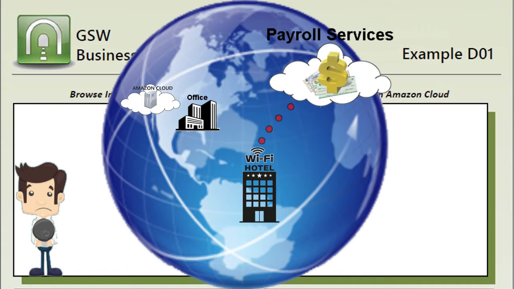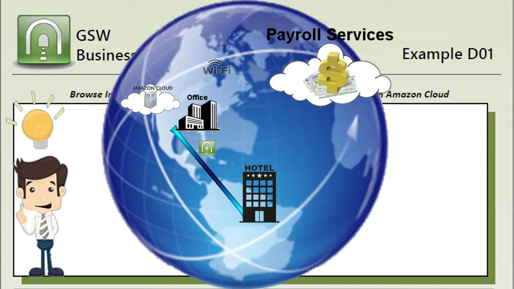Matt can log on to his company's payroll services website, but he doesn't want unwelcome intruders to be able to intercept any sensitive information sent across the internet. Matt does not trust his hotel's wireless network security to transmit sensitive data. But Matt has the Georgia Softworks business tunnel.